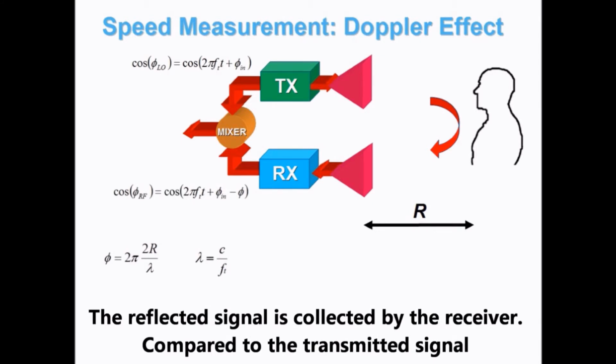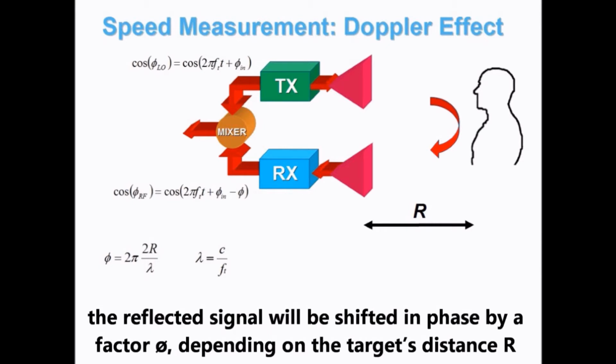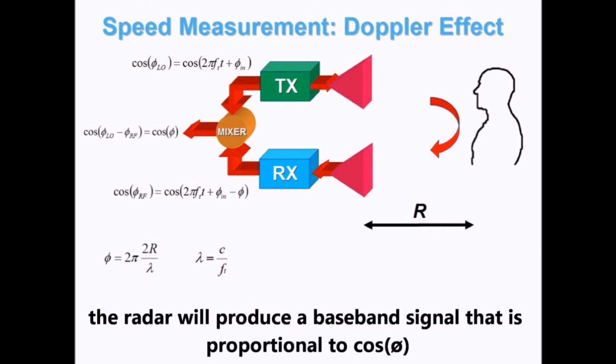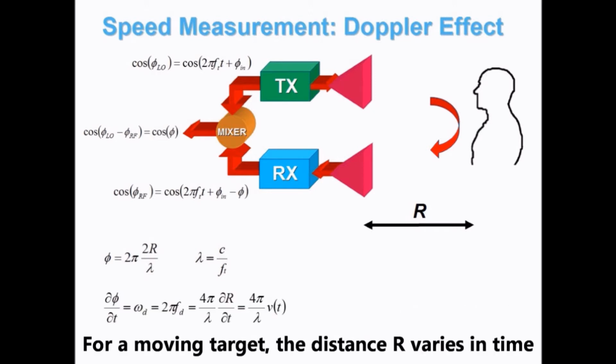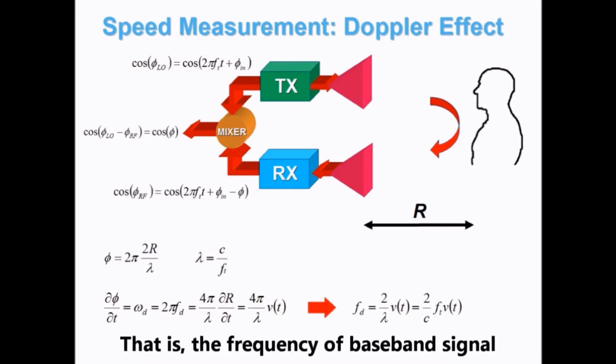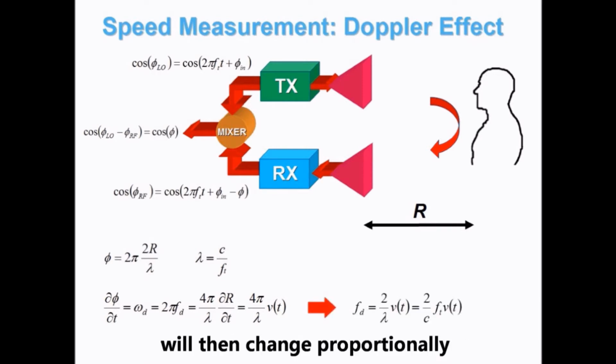Compared to the transmitted signal, the reflected signal will be shifted in phase by a factor phi depending on the target's distance r. Mixing a copy of the transmitted signal with the received signal, the radar will produce a baseband signal that is proportional to cos phi. For a moving target, the distance r varies in time, which means that the phase phi will vary proportionally to the target speed. That is, the frequency of the baseband signal will then change proportionally with the target speed, as you can see here.